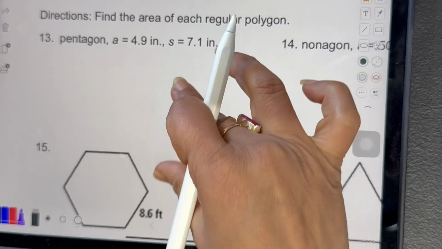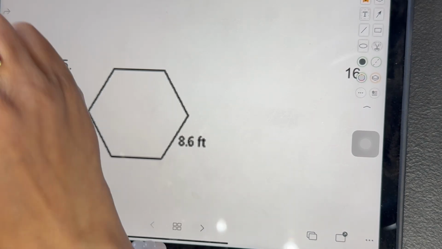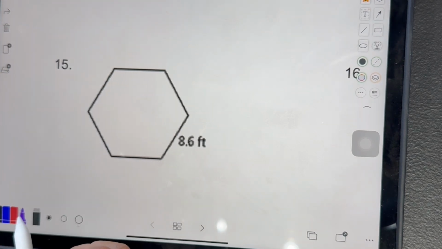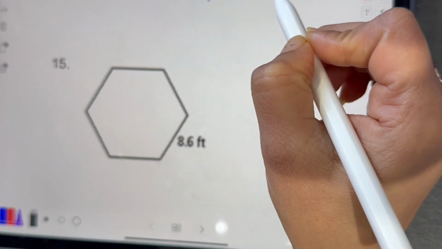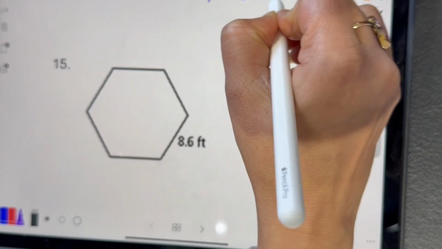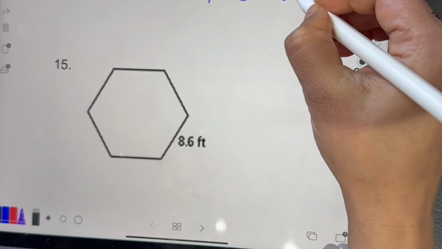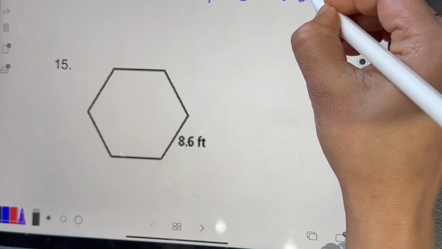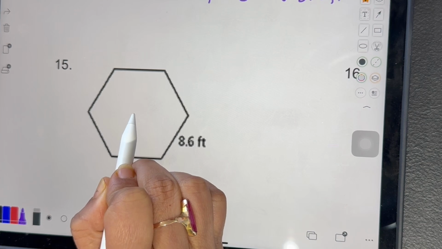For example, in question number 15, you just have the side. That means you can just find the perimeter. How about the apothem? Now keep your pen and pencil down, focus, give your 100% here so that you will understand how to get the apothem. First let me find the perimeter. This is a hexagon, so 8.6 times 6 is 51.6 feet. I have the perimeter. Now for the apothem, observe what I am doing.